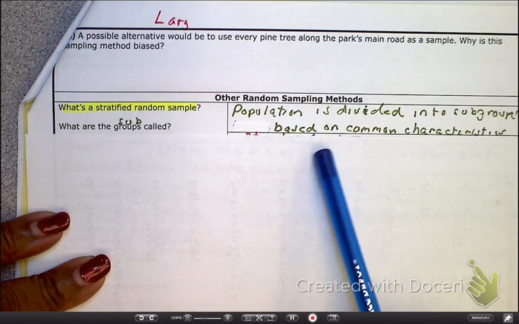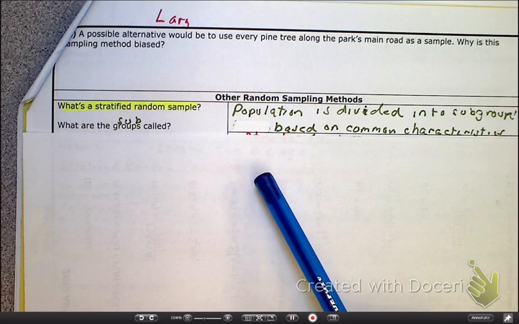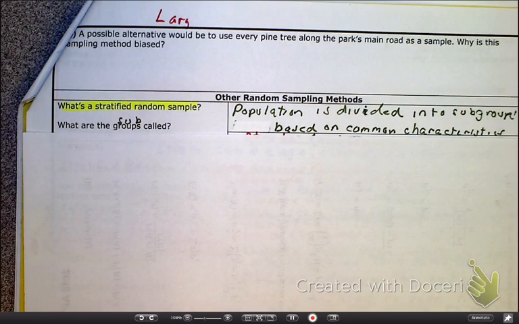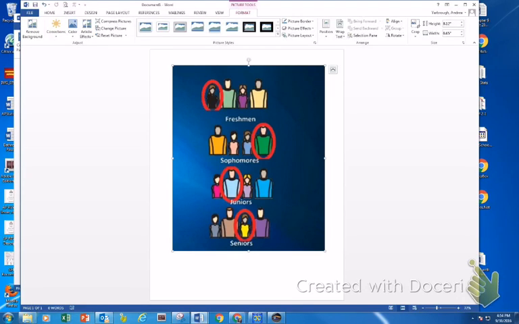We've got a population that's divided into subgroups based on common characteristics. So that picture I just showed you a minute ago is a perfect example of a stratification, because you see what's happening right here. We have the entire group of high school students, and then you can see that it's separated into freshmen, sophomores, juniors, and seniors. Now, that's how stratification works, breaking it into subgroups. What are the subgroups called? They're called strata. But after you break them into the strata, you just randomly select a person or people from each strata.